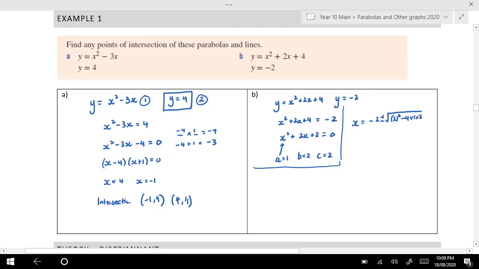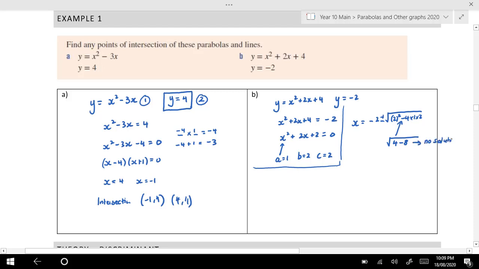Now, the thing is that it says find any points of intersection. What do you notice when you get this? Well, I'm trying to do the square root of 4 take away 8, and that's, of course, a negative number. There's no solution there.